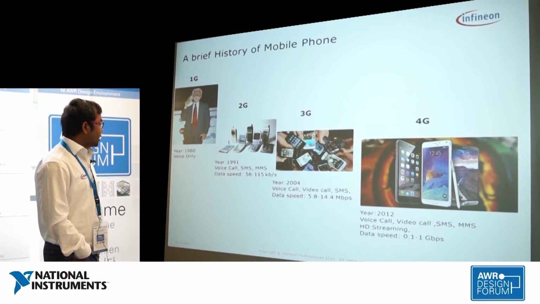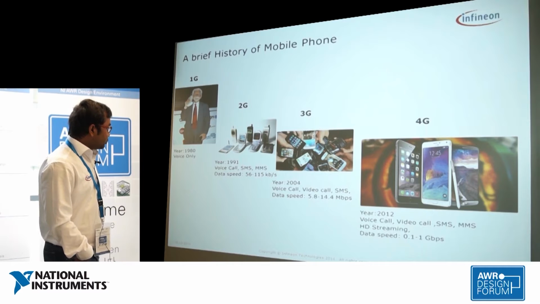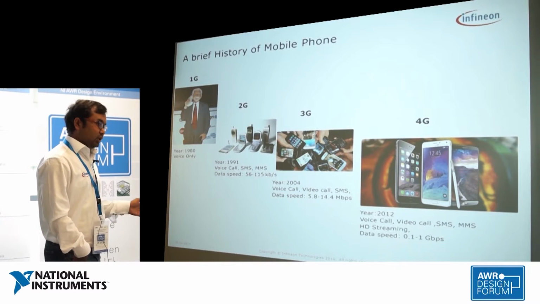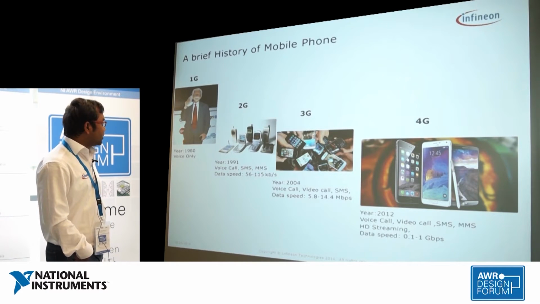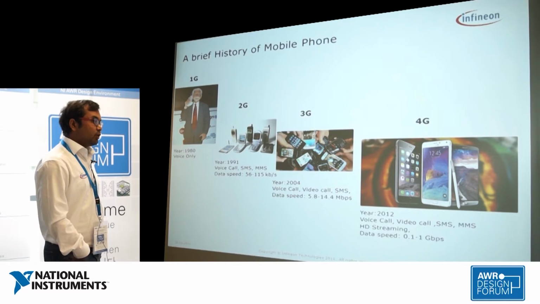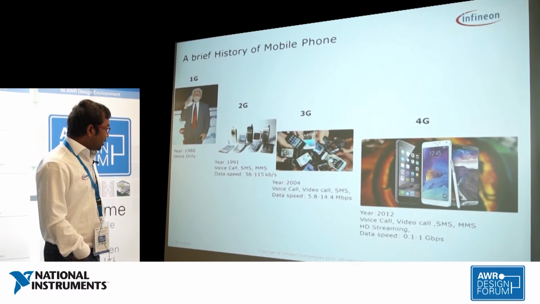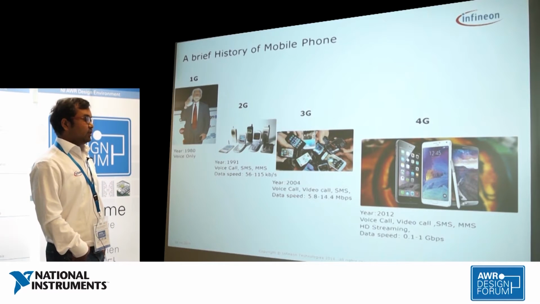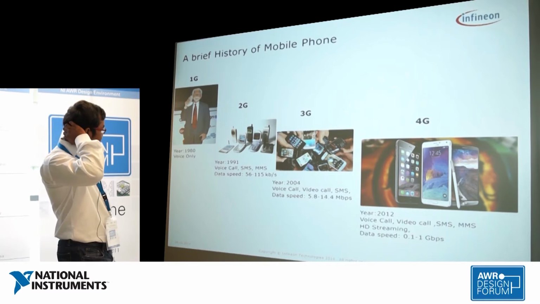Then in 2011, 12, 13, in this period we have 4G, and there we have data rates from megabit per second to gigabit per second. So, what can we actually see there?